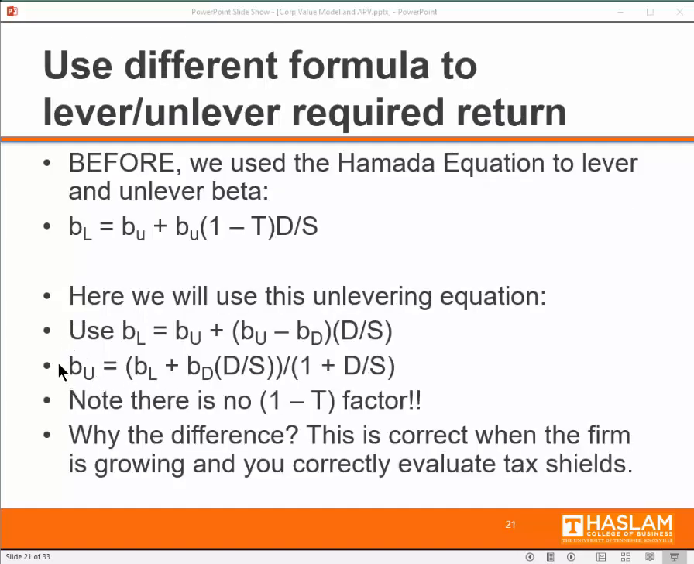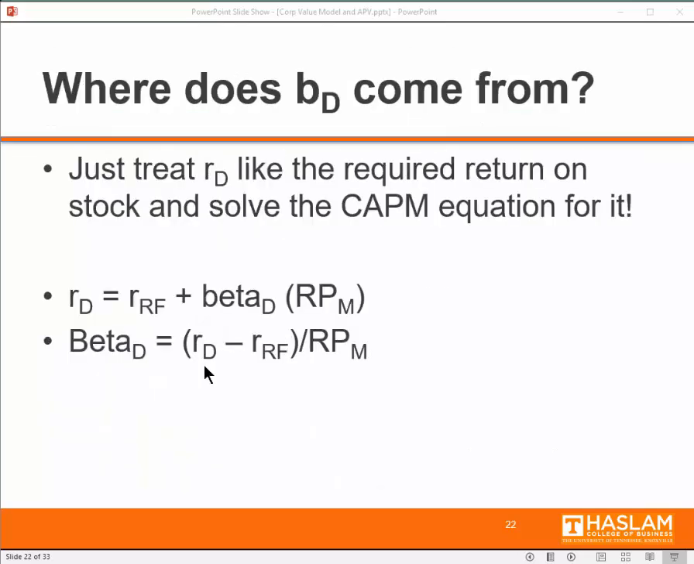So the way that we calculate RU is we're going to use beta u in the capital asset pricing model, and what we need is a BD, a beta for the debt. And what we do is we just treat debt as if it were a stock. In other words, we just treat the required return on debt and pretend like it's a stock and just solve the capital asset pricing model backwards in order to get the beta for that debt.